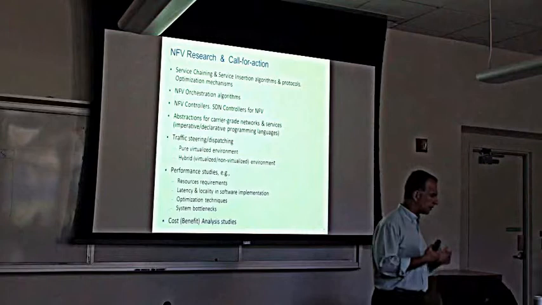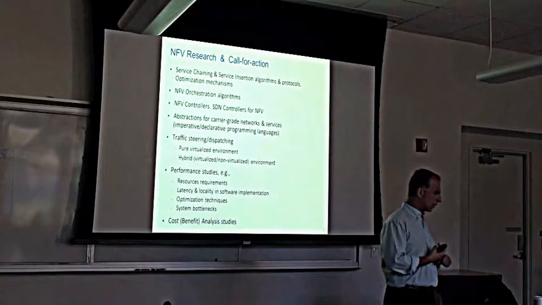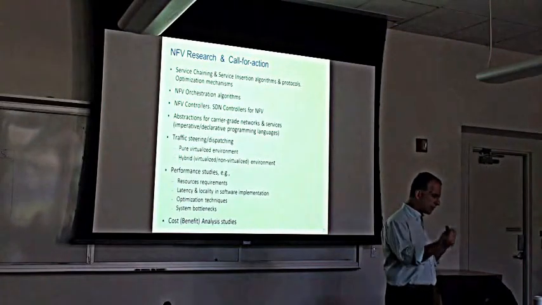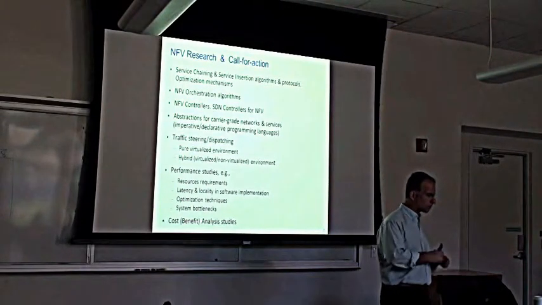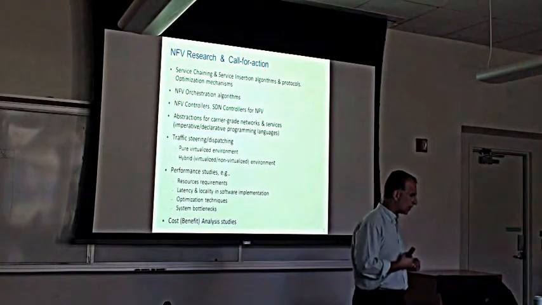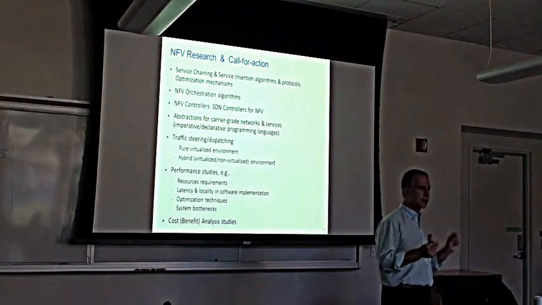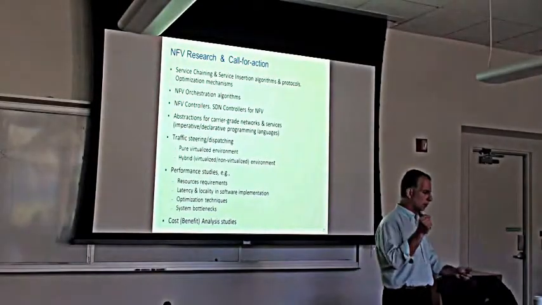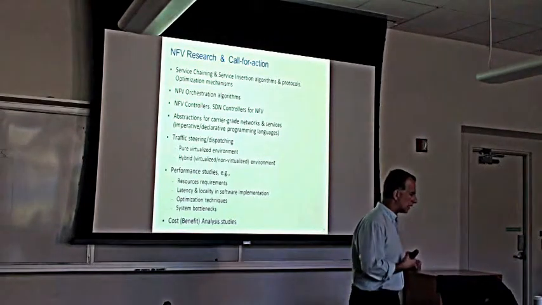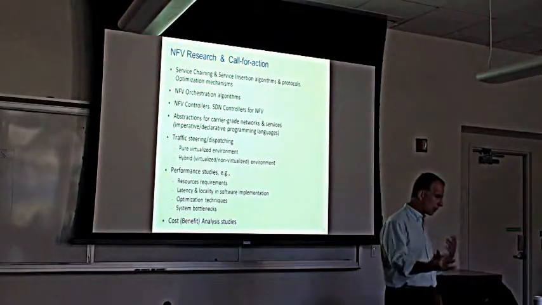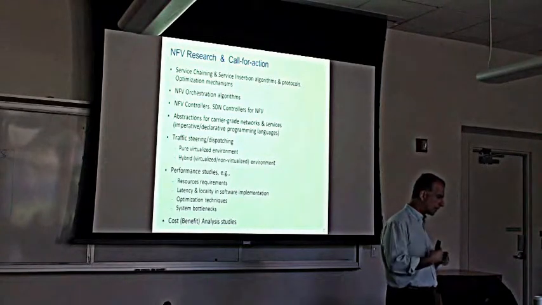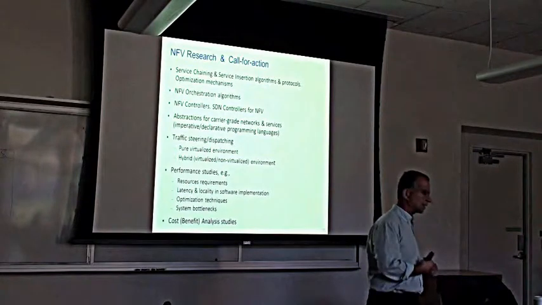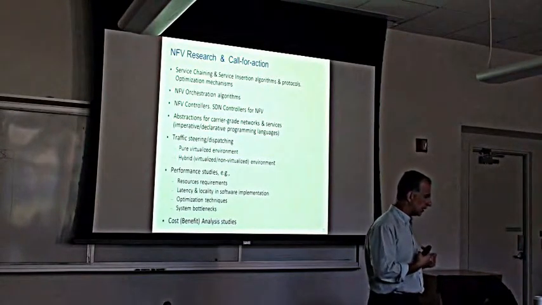I mentioned service chaining, orchestration algorithms, NFV controllers, SDN controllers for NFV, traffic steering and dispatching. You have to look at whether it's a pure virtualized environment or a hybrid environment. Performance studies, and that goes back to the issue that I talked about in the very beginning. I'd like to see where you can compare apples to apples, right? And what are the resource requirements when you move things into VMs? We've not done that yet. Any latency measurements, optimization techniques, system bottlenecks that people might discover.